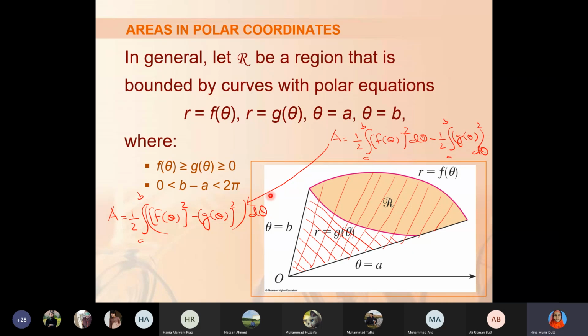In Cartesian coordinates, we have taken f of x to be the upper curve and g of x the lower curve. But over here, the outer curve is f of theta, for which the distance r, that is the distance of all the points of f of theta from the pole, is greater than for this other curve. So we will take f of theta to be the outer curve, and subtract the lower, inner curve from the outer curve. So remember this point.